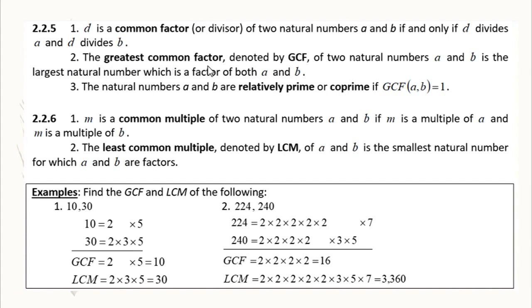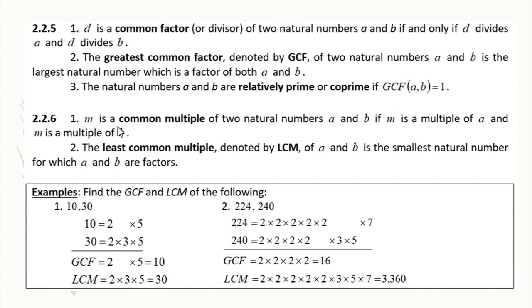Okay, the greatest common factor, denoted by GCF, of two natural numbers A and B is the largest natural number which is a factor of both A and B. So, ang greatest common factor maoy kinadak-an nga natural number nga factor ni A og ni B. Then, the natural numbers A and B are relatively prime or co-prime if GCF of A, B is equal to 1. So, co-prime sila kung ang ilang GCF is 1.